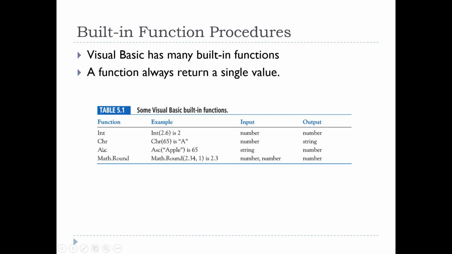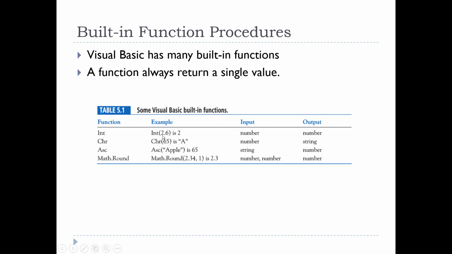Usually for functions and sub-procedures, the names are always capitalized, unlike the variable names, where we usually lowercase the first character of the identifier. So that is the difference. You don't have to use capital letters, but by convention they are capitalized.